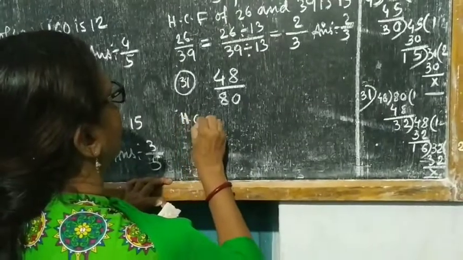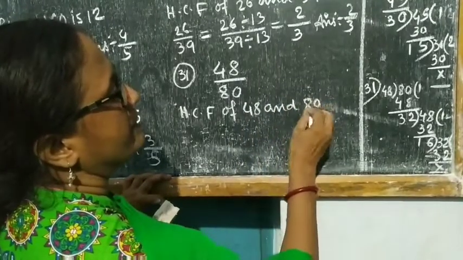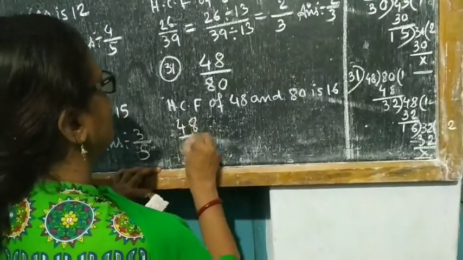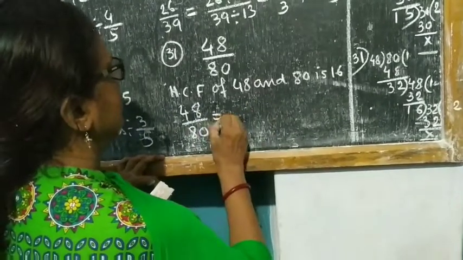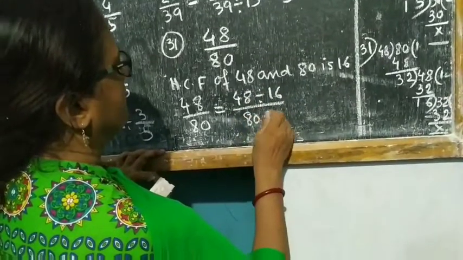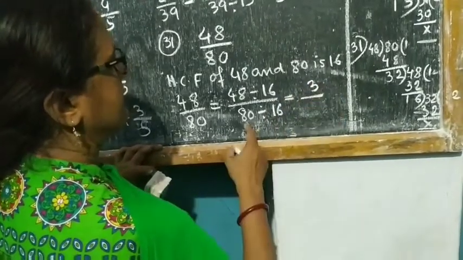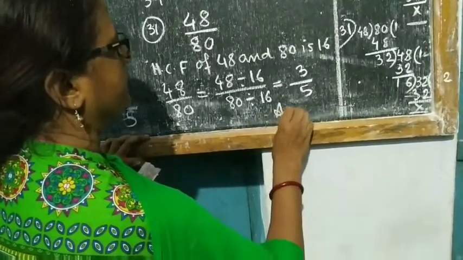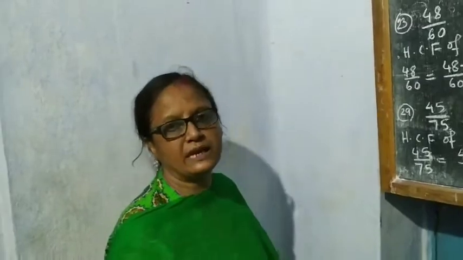So write, the HCF of 48 and 80 is 16. Now you divide the numerator and the denominator of the fraction 48 by 80 by 16. So 48 divided by 16 and 80 divided by 16. 48 divided by 16, 3. And 80 divided by 16, 5. So the answer is 3 by 5.